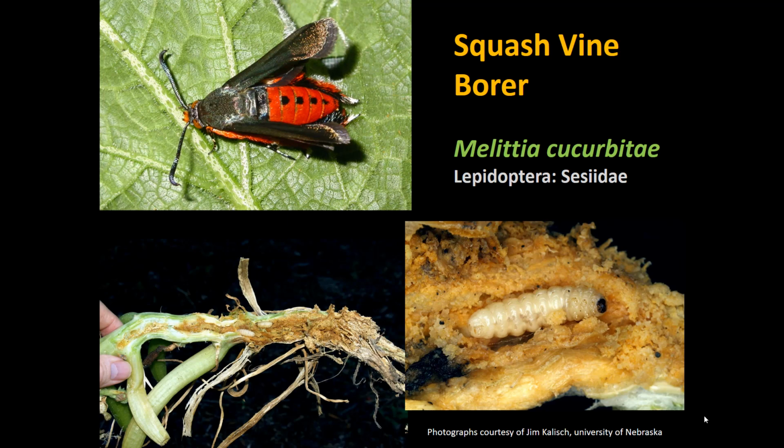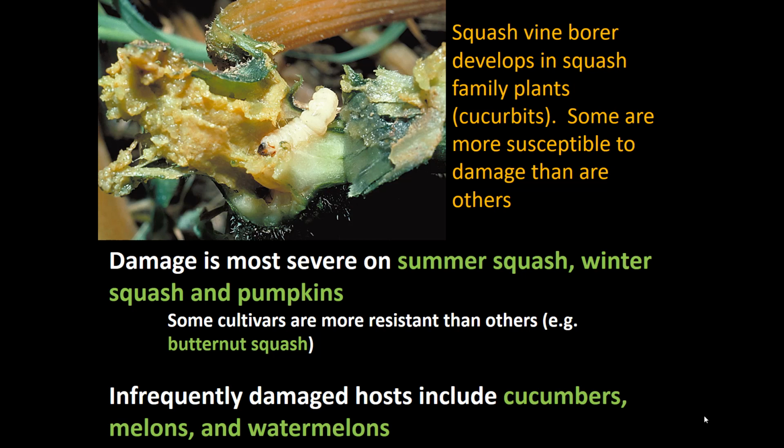This would be found in the eastern half of the United States. And it's going to affect plants in the squash family. So I'm going to use the term cucurbits for squash family plants. Some plants are quite susceptible to squash vine borer, like summer squash, winter squash, pumpkins. And other cucurbits are infrequently damaged, like cucumbers, melons, watermelons. These are all cucurbits. And there are some differences in cultivar resistance within these groups. So, for instance, butternut squash is a type of winter squash, and it seems to be quite resistant to squash vine borer relative to other winter squash.